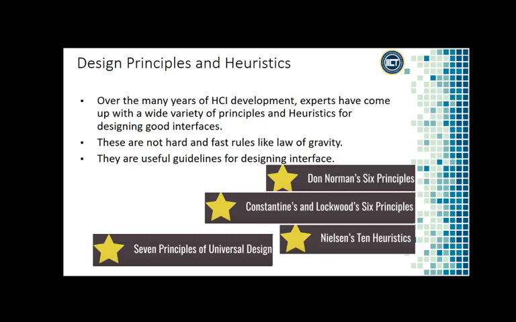Now another one is Ronald Mace, who provides 7 principles of universal design. While the above 3, Don Norman's, Constantine and Lockwood's, and Nielsen's, are concerned with usability in general, universal design in specific is concerned with designing interfaces and devices that can be used by everyone, regardless of age, disability, and so on.